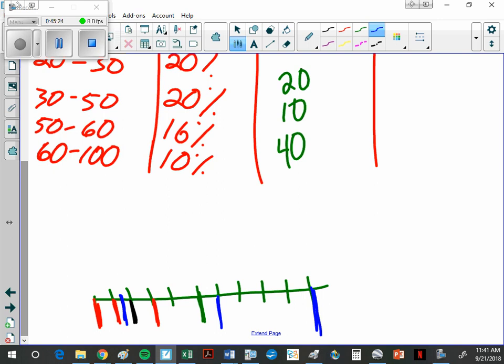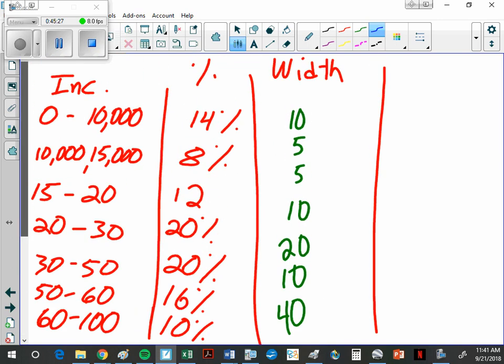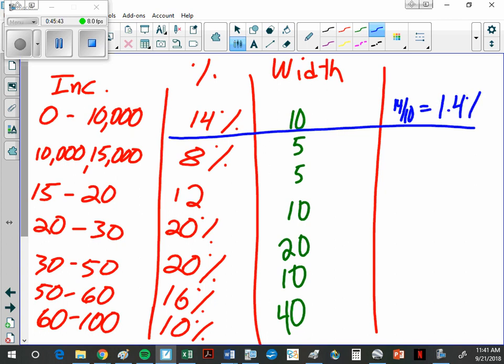Now I need to calculate the heights. Well, this row here contains 14% of the people, and the width is 10. So how tall does that box need to be? It would be 14 divided by 10, which is 1.4%. Does that make sense? Okay. If this is 8% and the width is 5, what is 8 divided by 5?